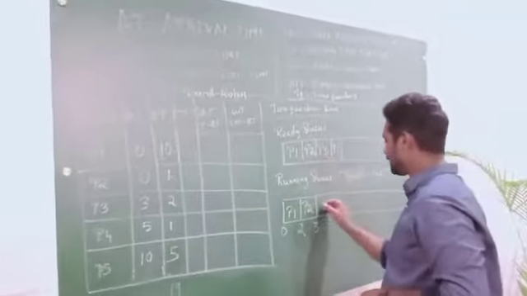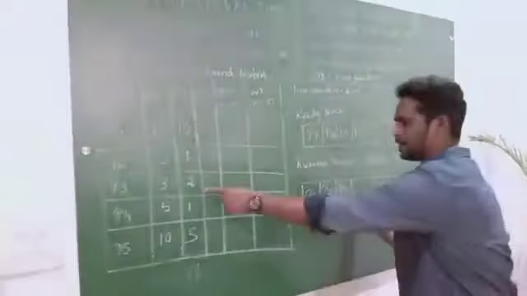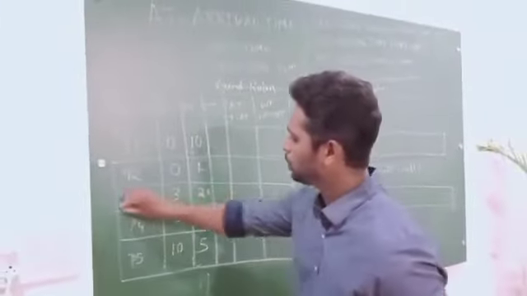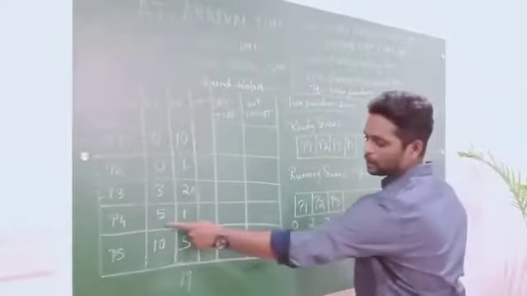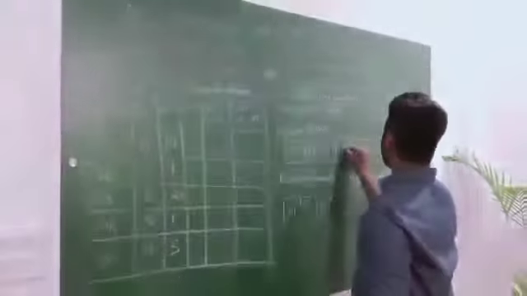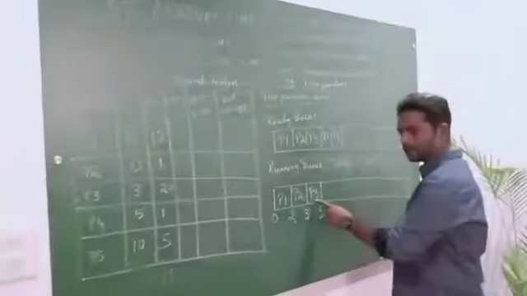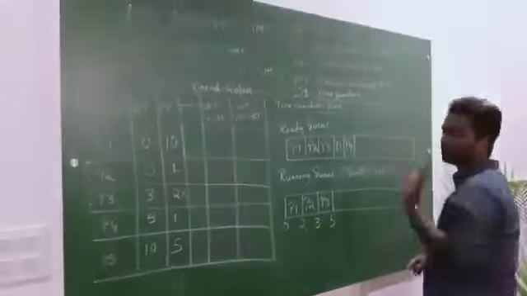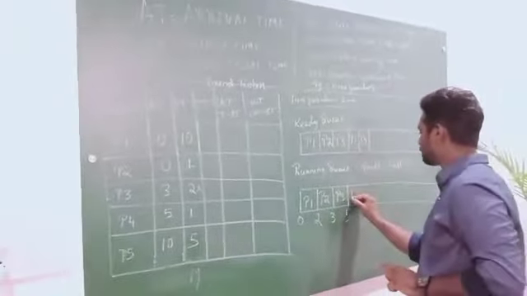Now P3 has to execute for 2 seconds. If P3 executes for 2 seconds, only 2 seconds is there, it becomes 5. P3 also completed, P2 also completed. At the 5th second, which process came here? Your P4 came into your ready queue. But P3 is fully completed, so I will not place P3 into your ready queue. So next, the next process in your ready queue is P1.